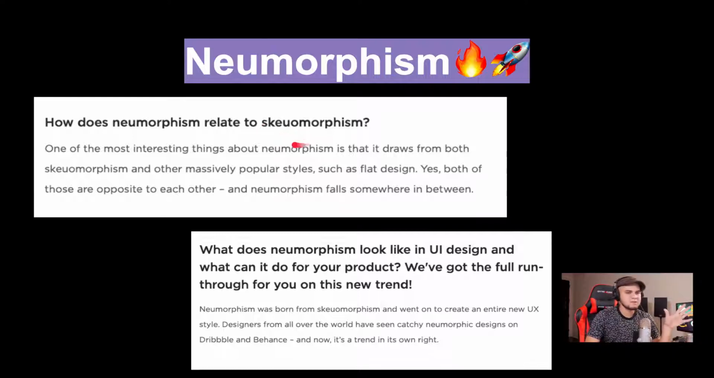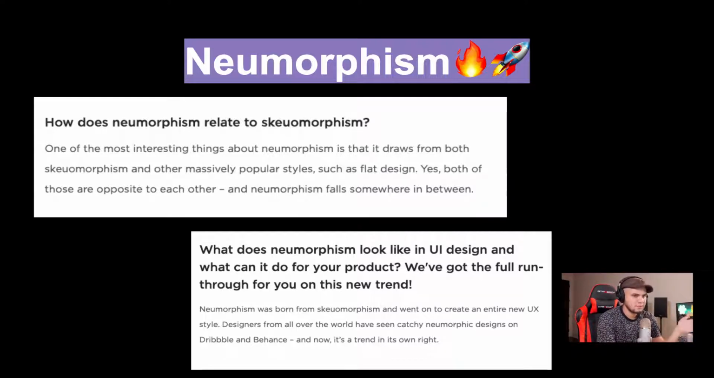Skeuomorphism pretty much is the fact that you're getting real world objects and putting them into design. So, making buttons seem 3D, kind of like if you had a calculator and you're seeing the objects look a little bit 3D, they have a little bit of shade, that would make it more of the skeuomorphism type of vibe.